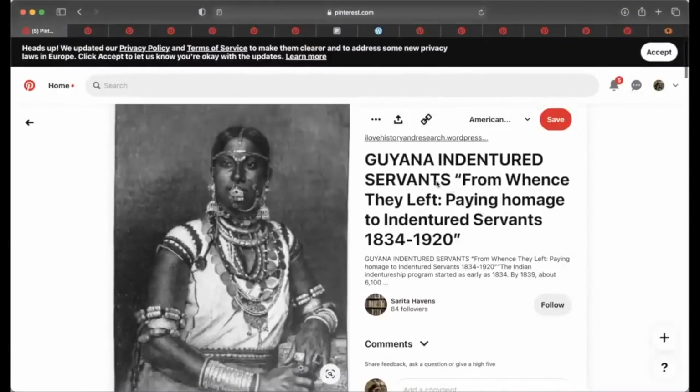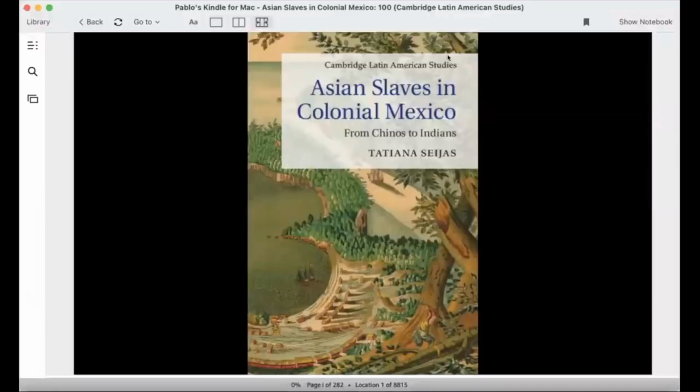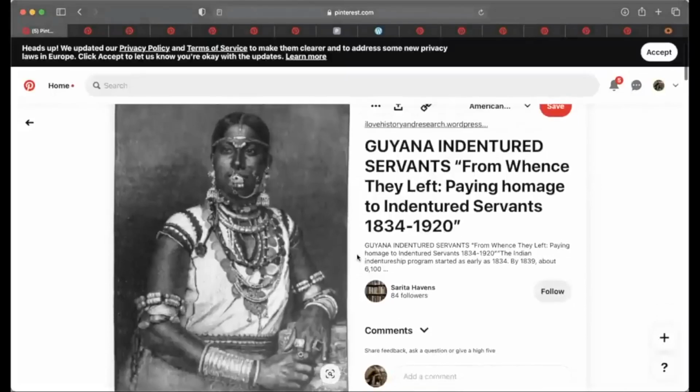It says here, Guyana indentured servant, from whence they left, paying homage to the indentured servants of 1834 to 1920. So remember, the book that people wanted me to read is actually talking about Hindu people and Asians, right, from the 1500s to the 1600s, so way before the 1800s. And I'm talking about this book right here that we're going to read in another video. But before we read this book, I wanted to break some prejudices. Again, I know I'm being repetitive, but there's a reason why I want to show you these pictures and these people first, so we can picture when we're reading that book who they were talking about.